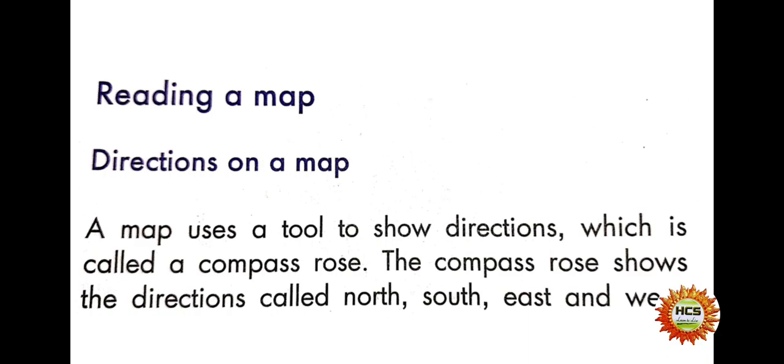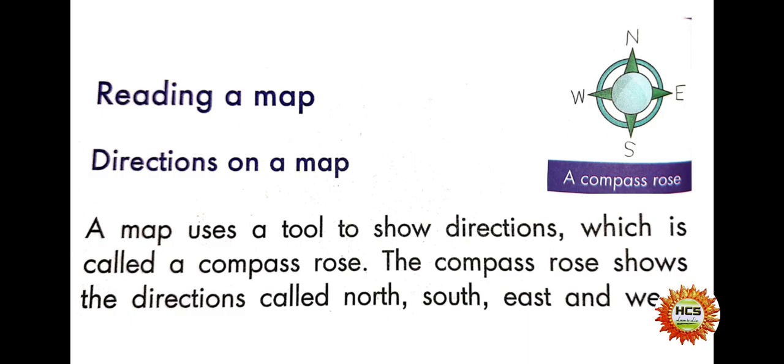Reading a map. Directions. How can we read a map? We need to know the directions on a map. A map uses a tool to show directions, which is called a compass rose. Look at the picture. Yes, this is a compass rose. The compass rose shows the directions north, south, east and west.